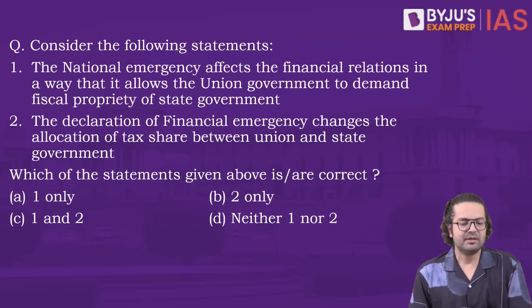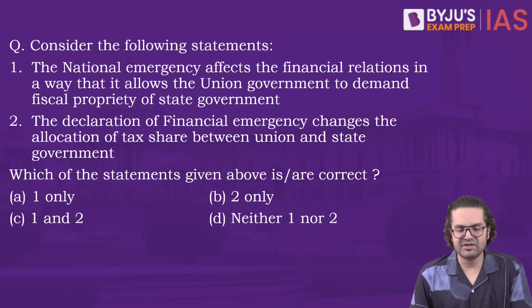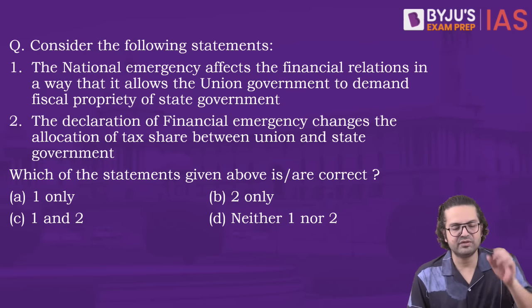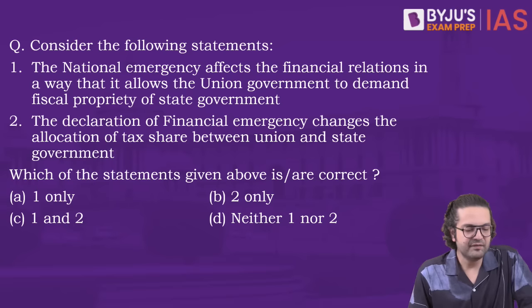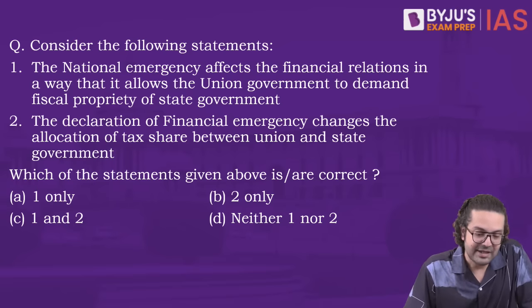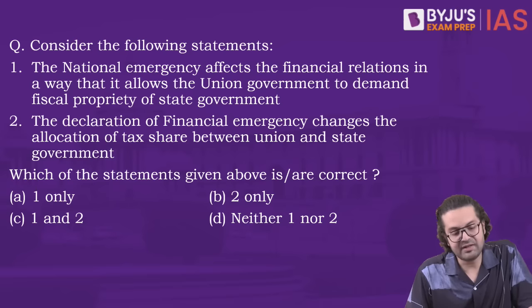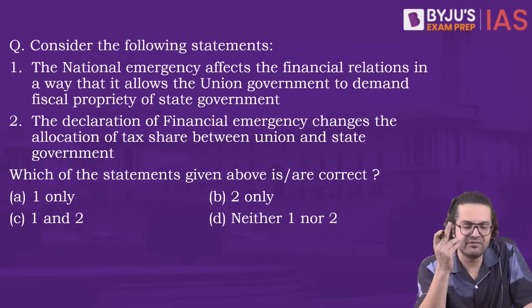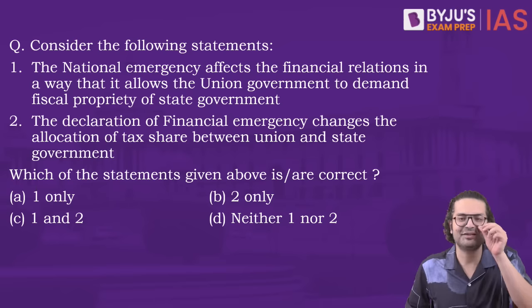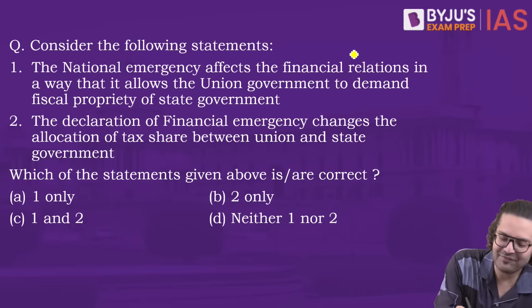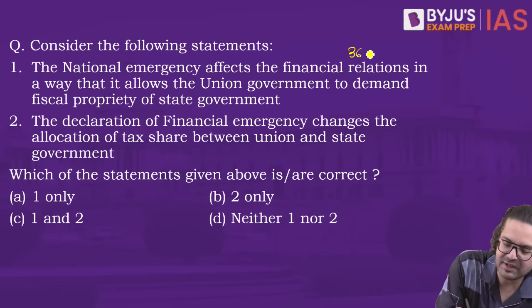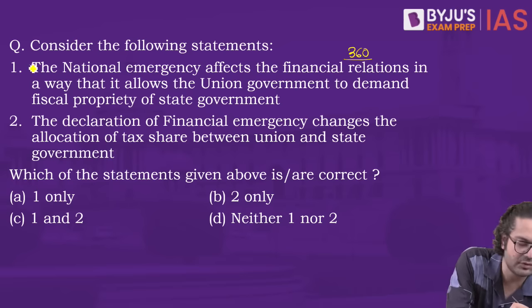Next question. The national emergency affects the financial relations in such a way that it allows the union government to demand fiscal propriety, good behavior, of the state government. No, it's not the national emergency. It is the financial emergency, Article 360. This is wrong.